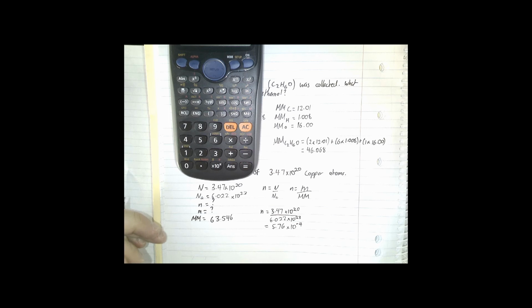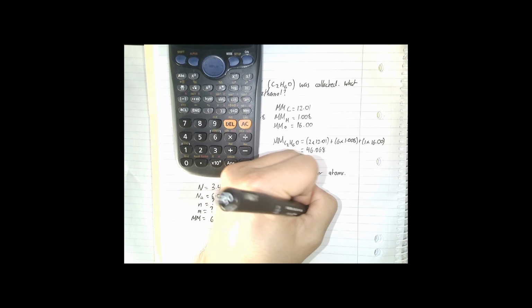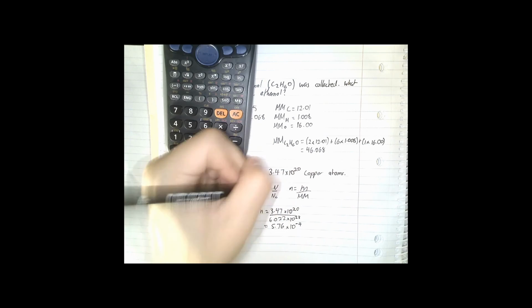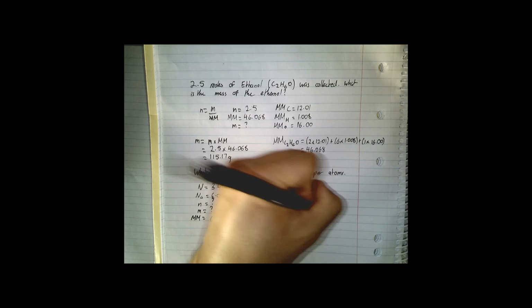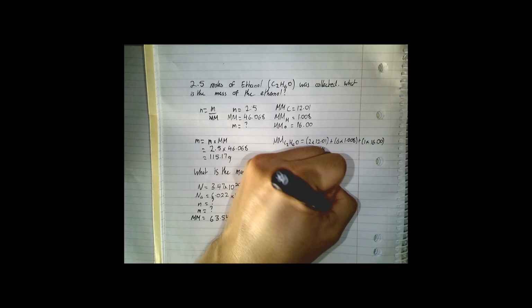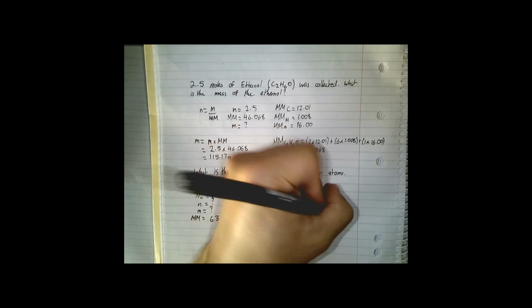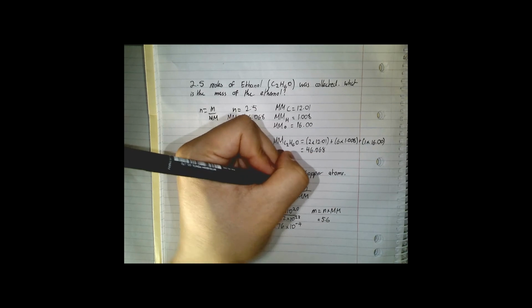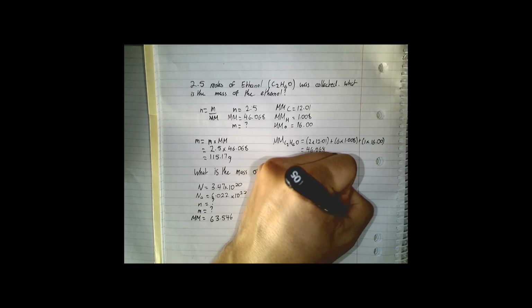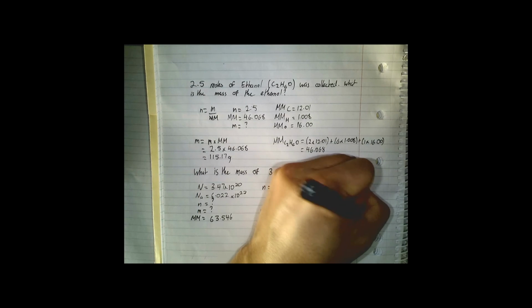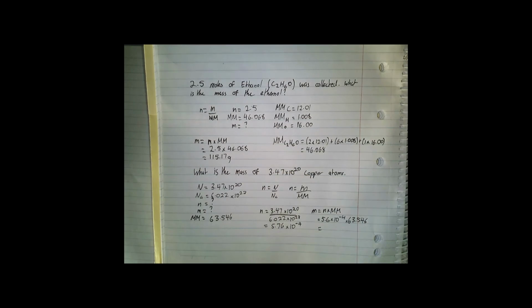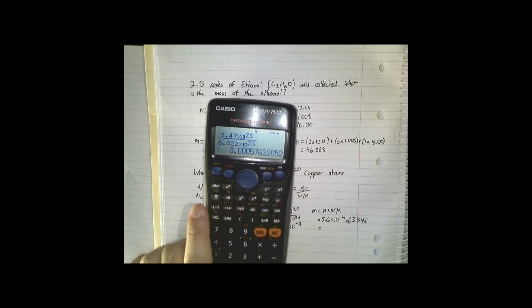And then what we need to do is calculate for the mass. And we already did this in the other calculation. In the other calculation, what we saw was that if we were trying to find m, we would have to rearrange our equation and write n times Mm. So if I substitute in, that's 5.76 times 10 to the negative 4 multiplied by my molar mass, which is 63.546. So again, I'm going to put that into my calculator.